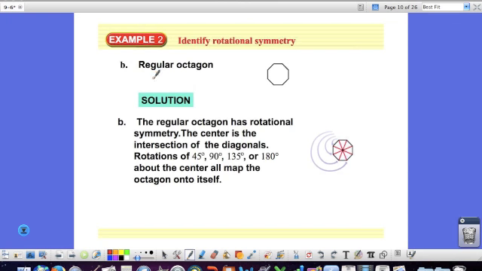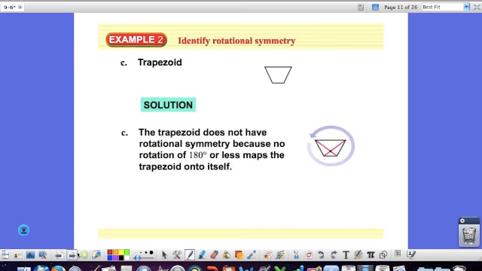And this regular octagon has rotational symmetry. The center is the intersection of the diagonals. In this case, a 45 degree, a 90 degree, 135, or 180 degree rotation about the center all map the octagon onto itself. A trapezoid does not have rotational symmetry because no rotation of 180 degrees or less maps the trapezoid onto itself.